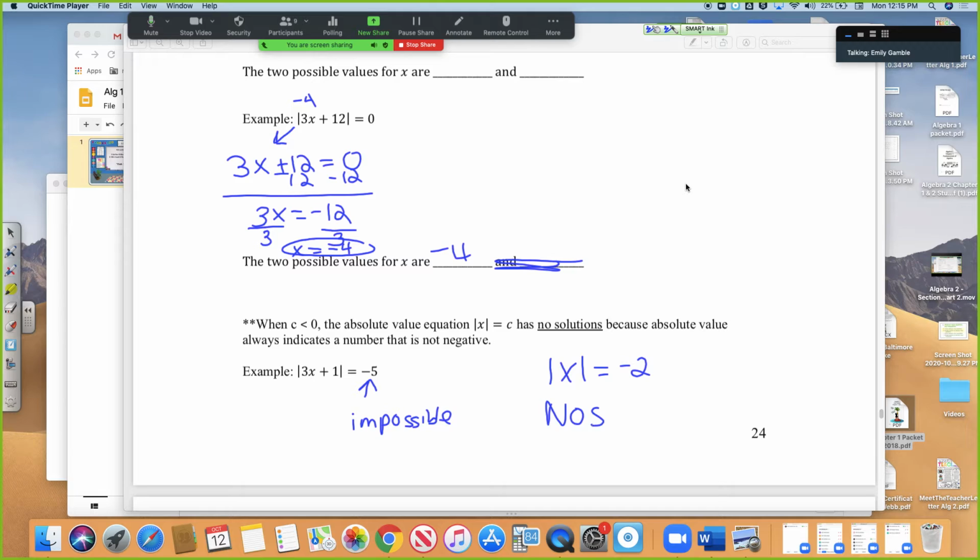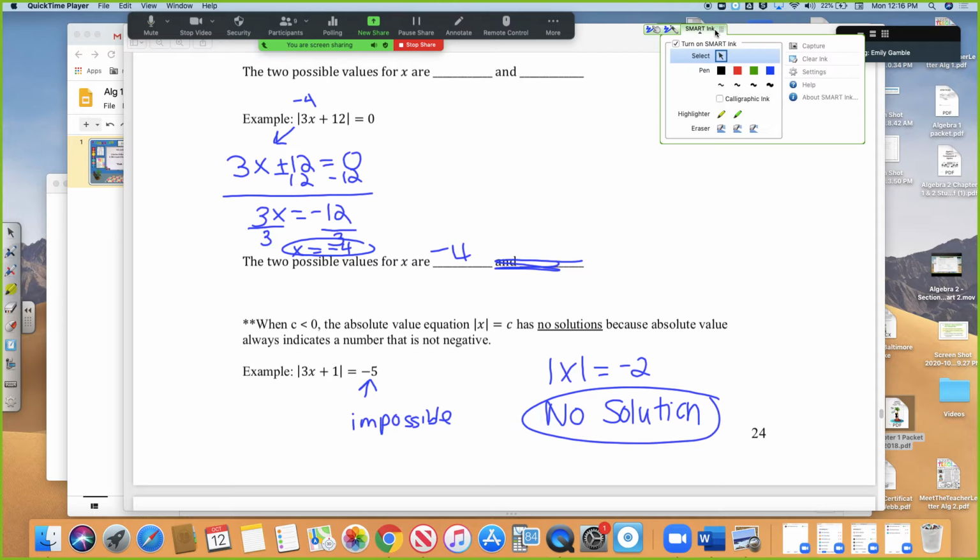Whenever you have a situation where it's impossible when solving equations, we call the answer no solution. There's no solution because you can never have the absolute value equal a negative number when it's in place like that. Okay, any questions? All right, flip this over. We have 2 more practice problems before I'm going to have you guys try some on your own.